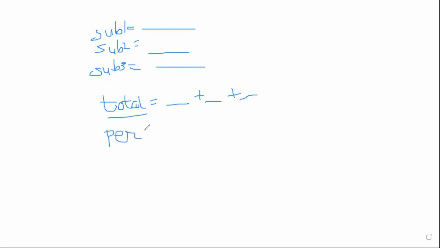Now, when you calculate percentage, we all know the formula of percentage, that is total divided by the total of marks obtained. If we are considering three subjects with 100 marks each, this would be 300. And then we will multiply it by 100. So this is the mathematical formula.